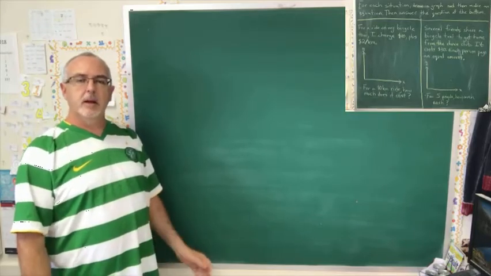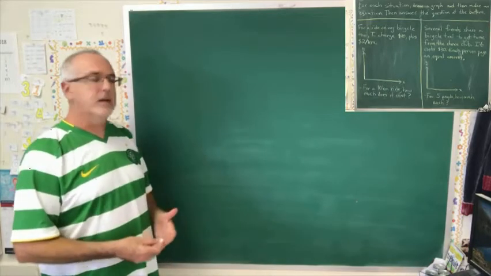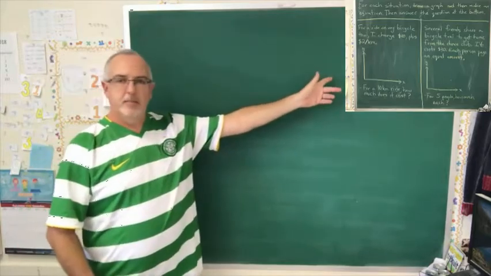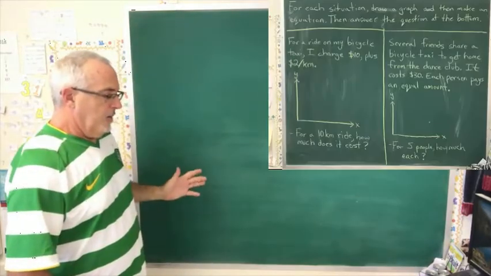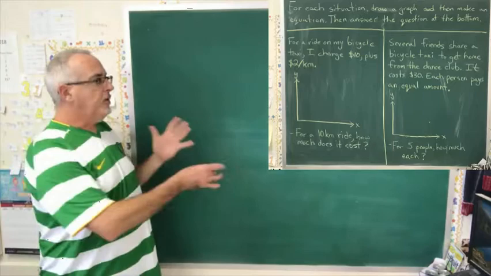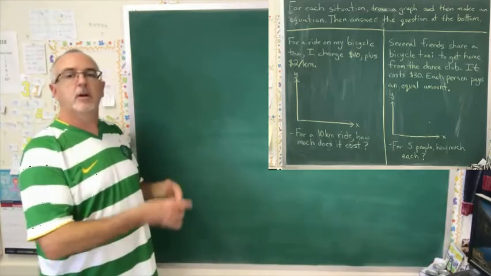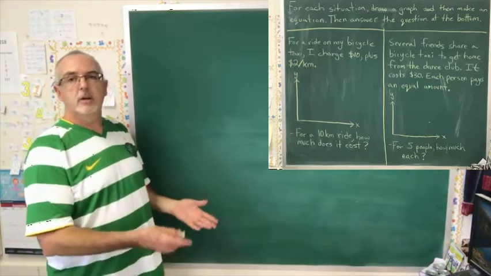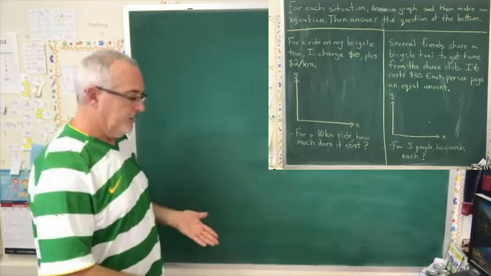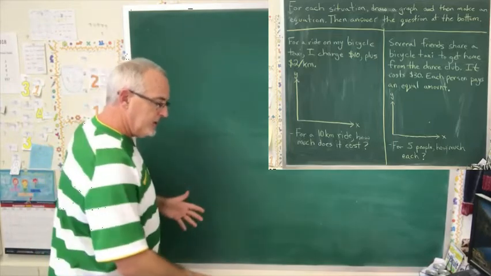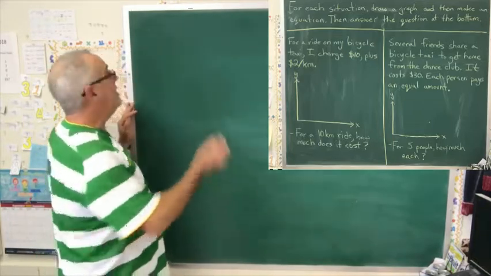In today's Daily Dose of Math, we are looking at our bicycle taxi example. It's up here. We're being asked to graph both of these situations, find equations for both, and then use the equations to answer a question for each. Let's start with the first one. We have to define our variables.